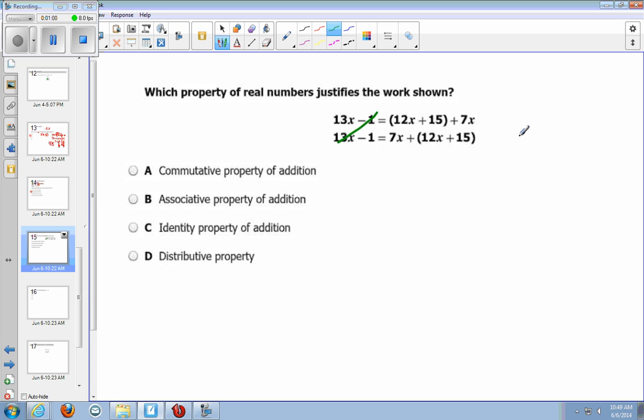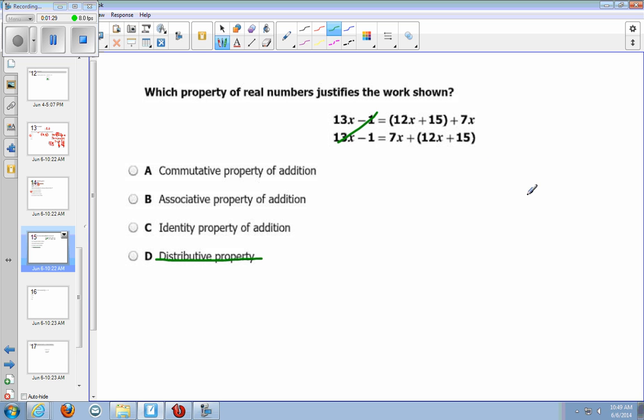When my students look at this problem, they automatically want to think distributive property because they see parentheses. And what I would remind them is that the distributive property will get rid of parentheses. And we see that the parentheses are still here in both cases. So I know I can cross out distributive property as an option, because if it was, there wouldn't be parentheses in the bottom. All right, so now I'm left with identity, associative, and commutative.